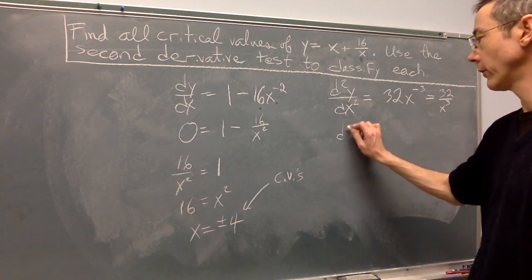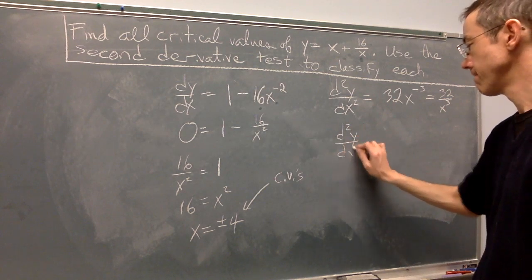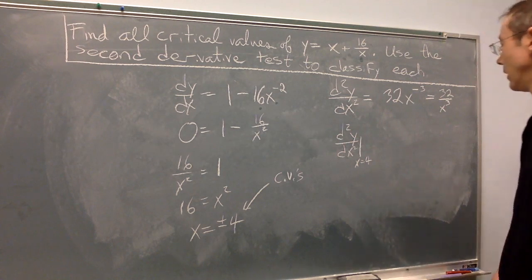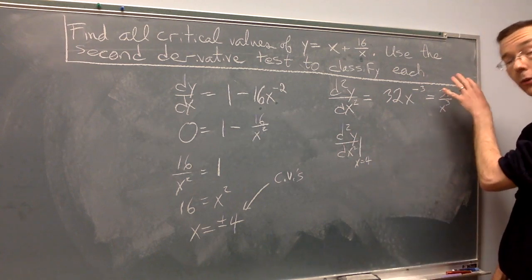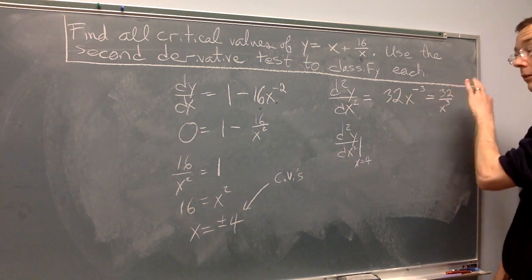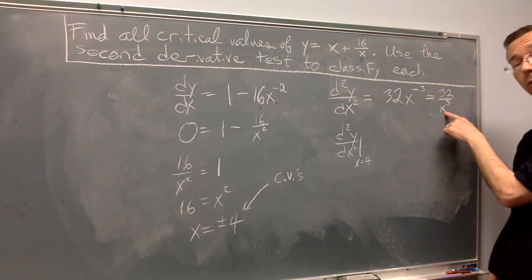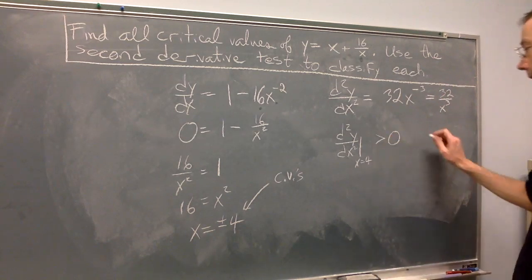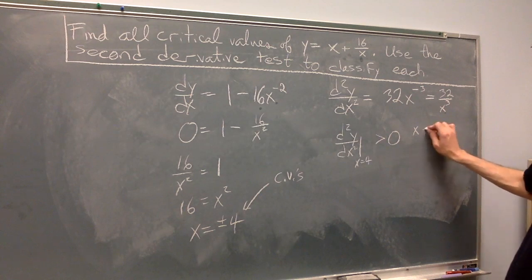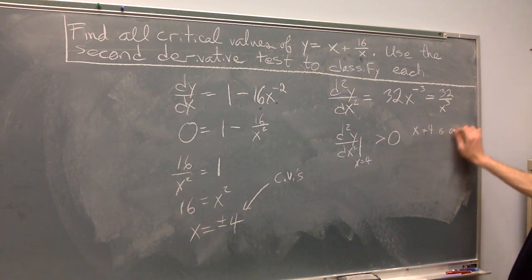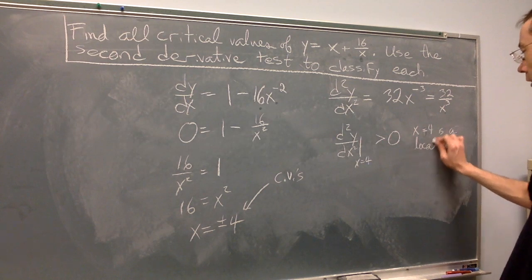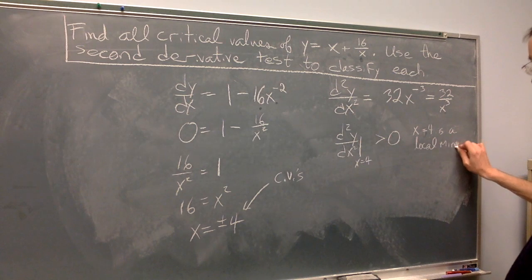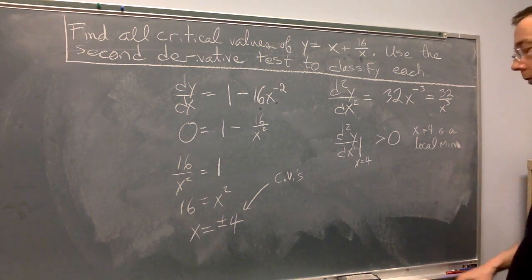So let's plug in our first critical value. Let's plug in x equals positive 4. Now again, I don't care what the value of the second derivative is here. I just care whether it's positive or negative. When I plug in a positive number here, I get a positive number back. So that tells us right away that x equals 4 is a local minimum, M-I-N, minimum, by the second derivative test.